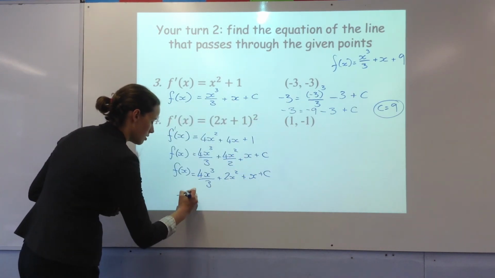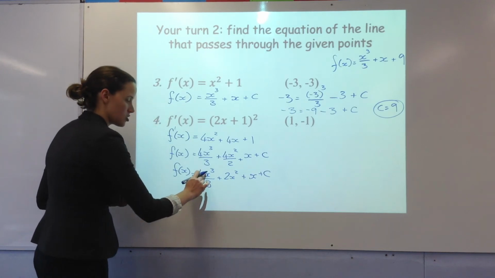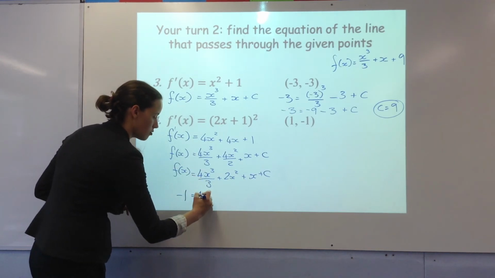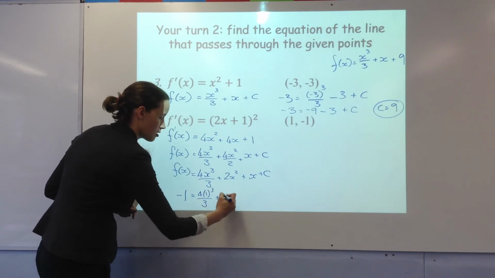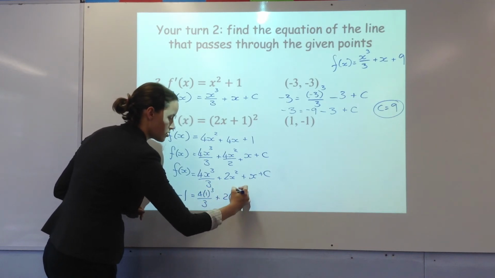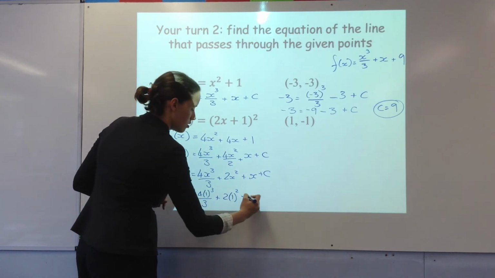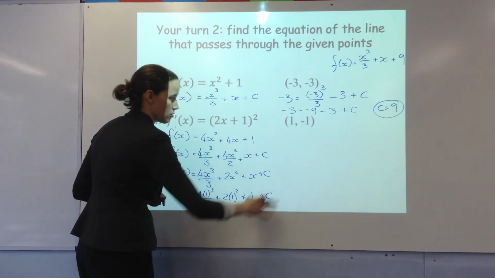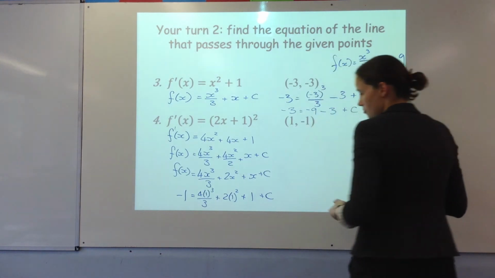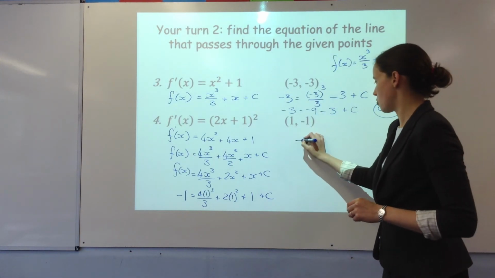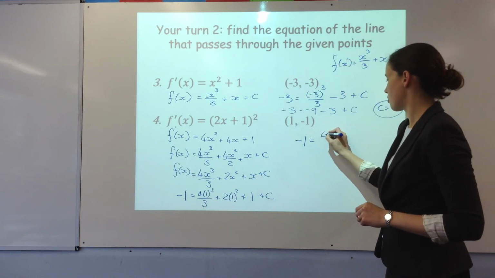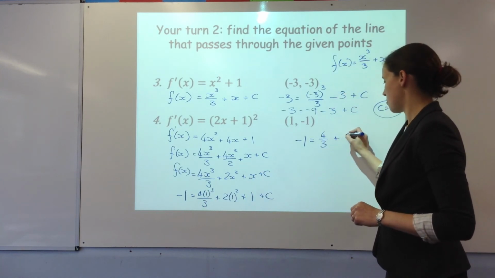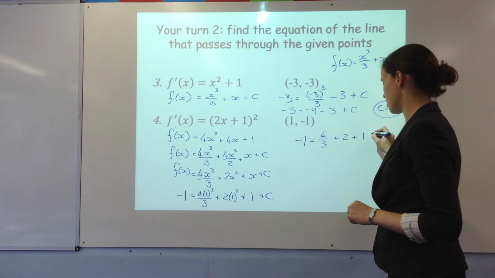So, negative 1, I'm going to substitute in that x is equal to 1. So, 4 times 1 to the power of 3 over 3, plus 2 times 1 to the power of 2, plus 1 plus c. I'm going to move up here now. Okay, let's work out what this is. We've got negative 1 is equal to, well that's just going to be 4 over 3, plus 2, plus 1, plus c.